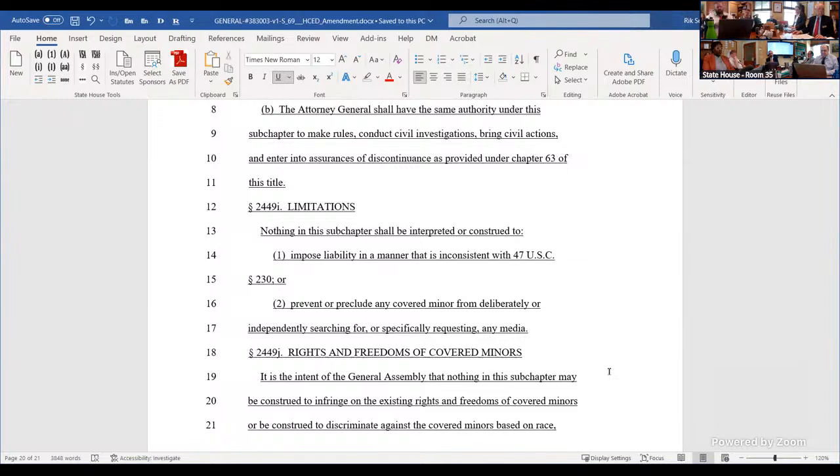And I'm not sure it's necessary in this bill to have this language, because this bill is talking about design practices, it's talking about data privacy. You're not talking about content restrictions, right? When you start getting into the content restrictions, then you have a problem.